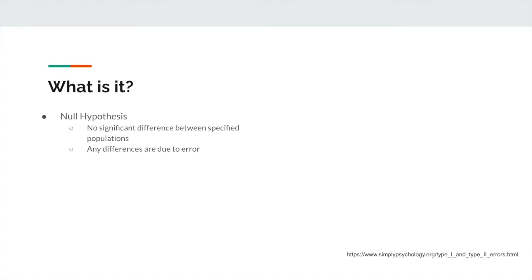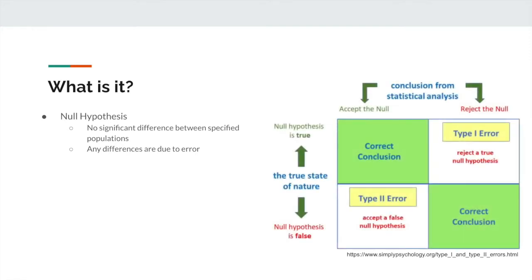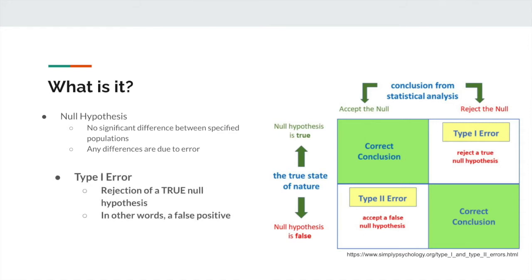When we use statistics to come to this conclusion, there are 4 possible outcomes that can occur. These outcomes are accepting the null hypothesis when it is true, accepting the null hypothesis when it is false, rejecting the null hypothesis when it is true, and rejecting the null hypothesis when it is false. Of these 4 options, a type 1 error is defined as rejecting a null hypothesis when it is actually true. In simpler terms, this means there is a false positive.